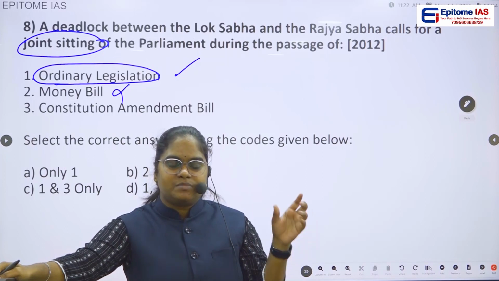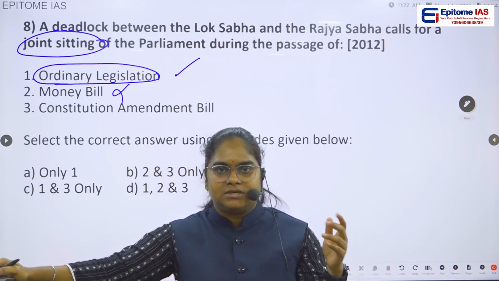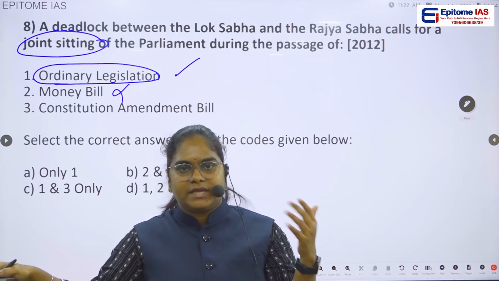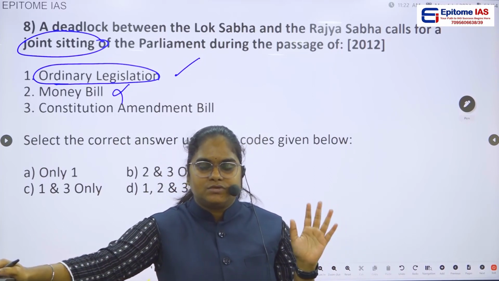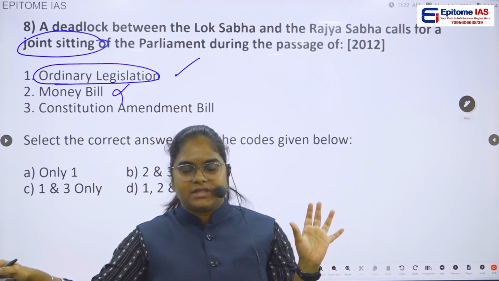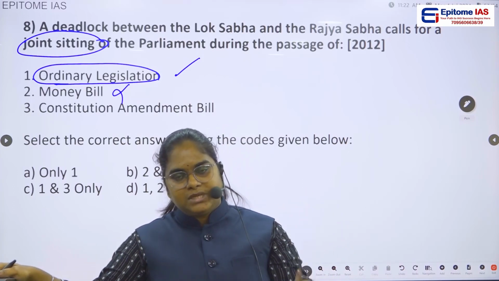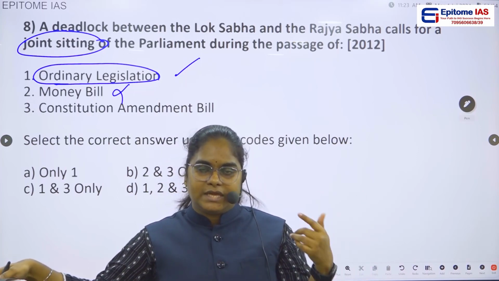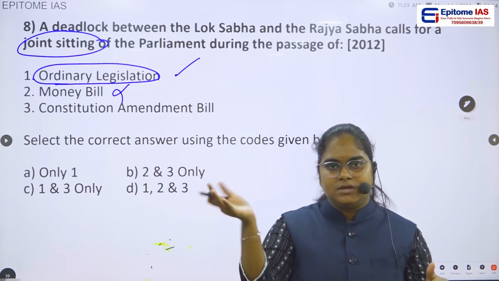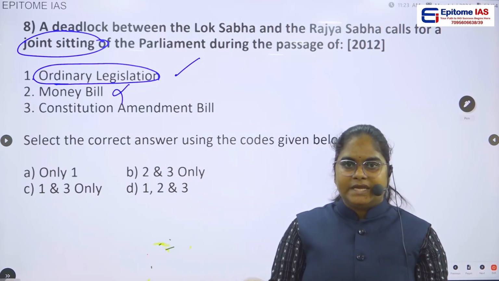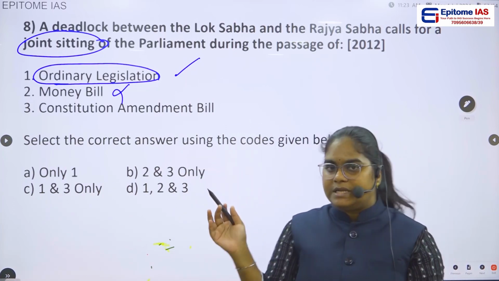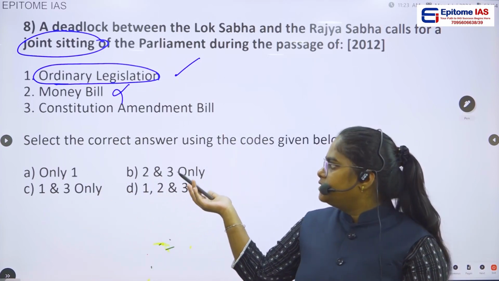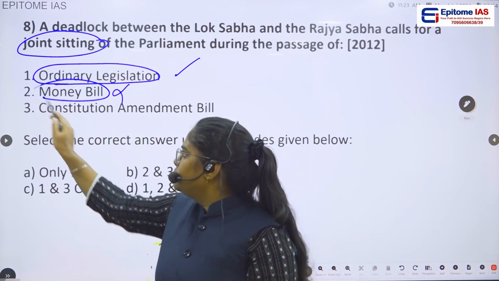So anyway, this particular bill will be considered passed in both the houses. Let's say the Rajya Sabha is not at all reacting. In that case also, after the expiry of 14 days, this bill is considered to be passed in both the houses. So in any case, the Lok Sabha has the upper hand. So there is no need for a joint sitting in case of a money bill, and also there is no provision for it. So we can eliminate 2.